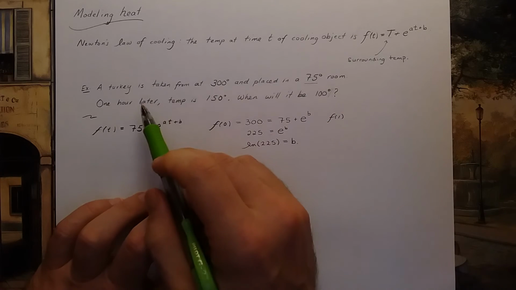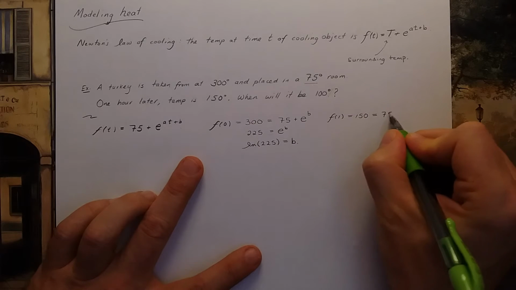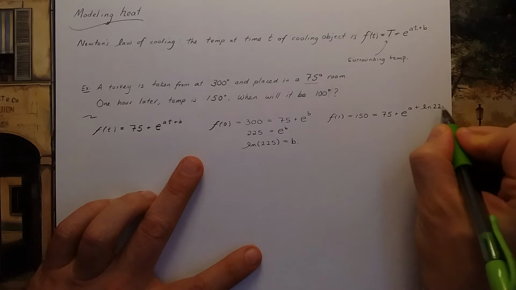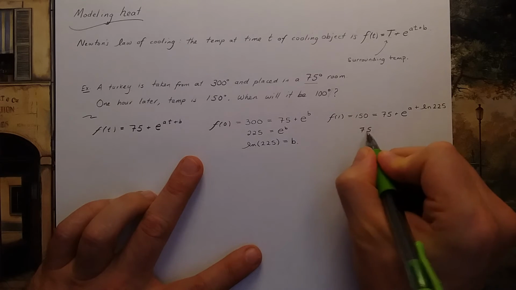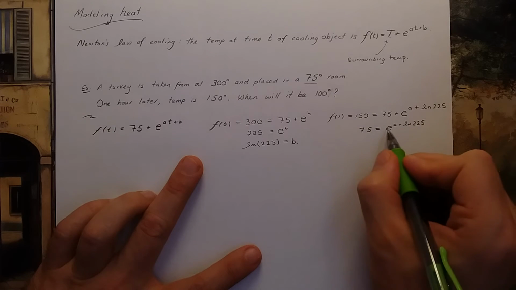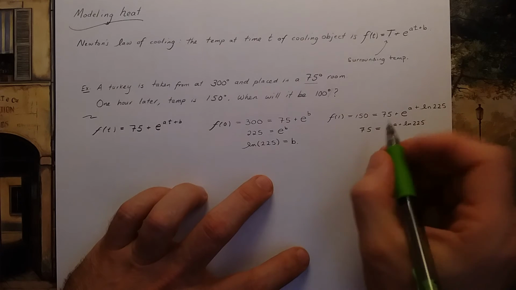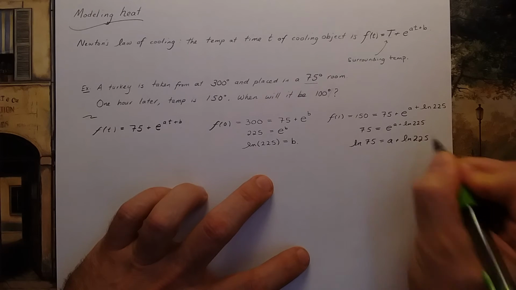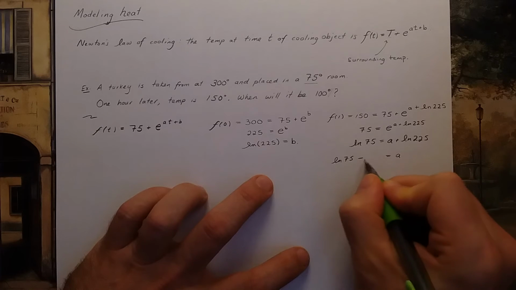So I've identified b. I also need to identify a. I know that after 1 hour, so when time is 1, the temperature is 150. So 150 should be 75 plus e to the a times 1 plus b, which now I know is log 225. I could solve this equation for a. I could subtract 75 on both sides, so I get 75 is e to the a plus log 225. The way to solve equations that involve exponential functions is to isolate the exponential function and then undo the exponential function by applying the logarithm on both sides. So if I do that, I get natural log of 75 should be a plus log 225. So at this point, I can find a is log 75 minus log 225.